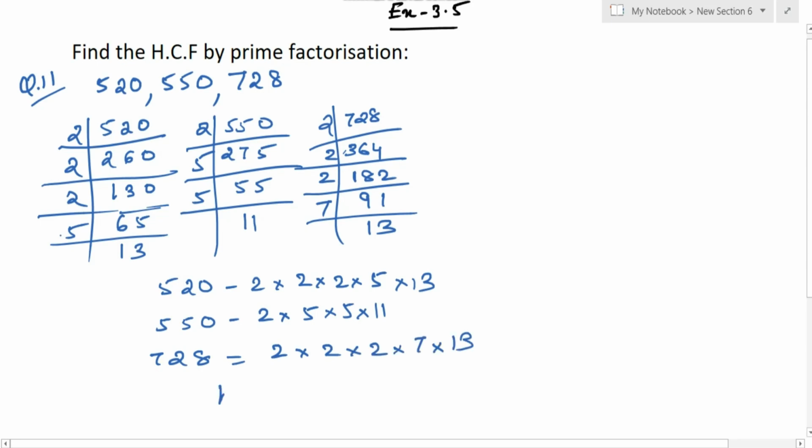So now we will search for the common factor in all three. We can see that only this 2 is common in all three. So that's why the SCF is 2 for this question.